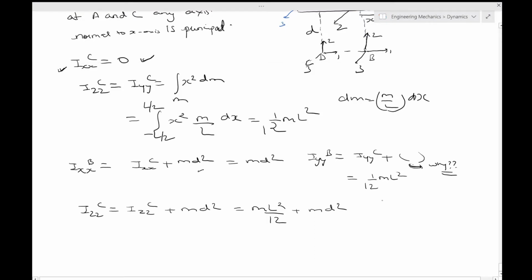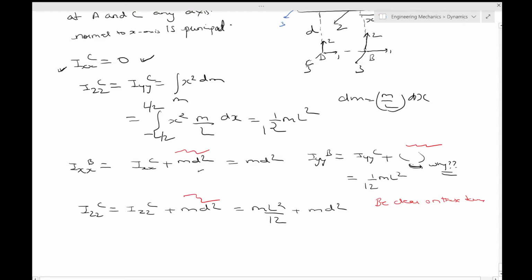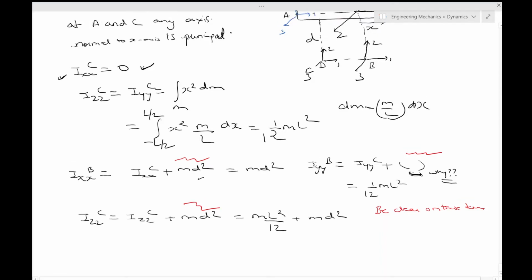So be clear on these terms. This term, this term, and this term. Even though it's md square, you should exactly know from which axis to measure. Over here it's quite simple, but it won't always be like this. Okay.